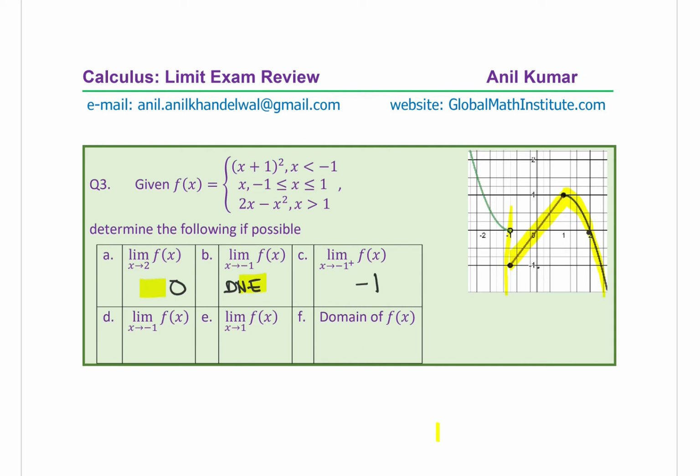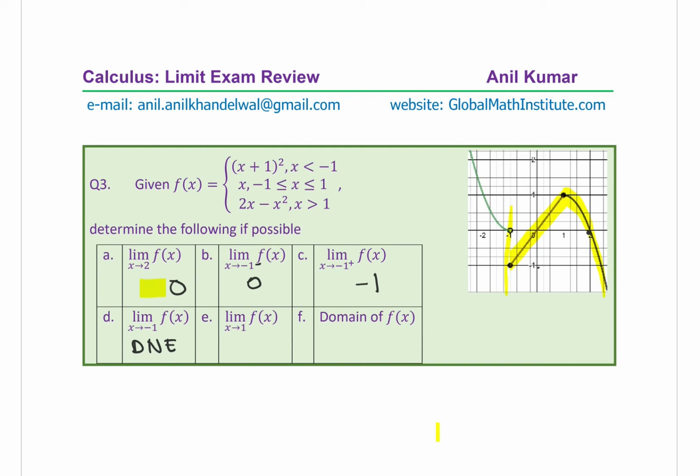So actually, I should have written different questions, slightly error here. So let me make this minus 1 from the left side. Correct? That is what I expected. From the left side, you are approaching a value which is 0. And for minus 1, it does not exist. Is that clear to you? So make this correction. Now, next one is limit of f of x when x approaches 1.